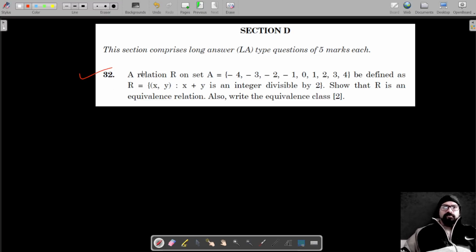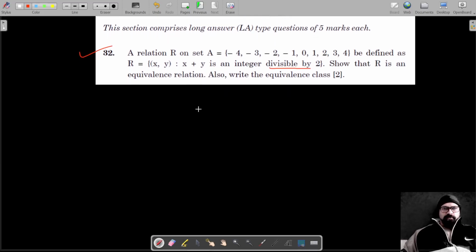For question number 32, which is a long answer question of 5 marks, a relation R on set A is defined as the ordered pairs (x, y) such that x plus y is an integer divisible by 2. We have to show that it's an equivalence relation. We all know that a relation is an equivalence when it is reflexive, symmetric, and transitive. So our relation is defined from set A to A.